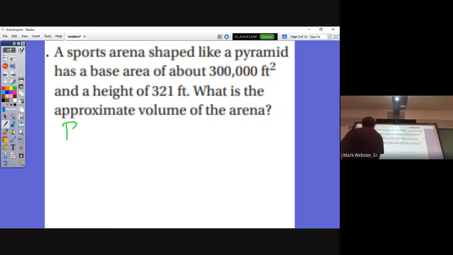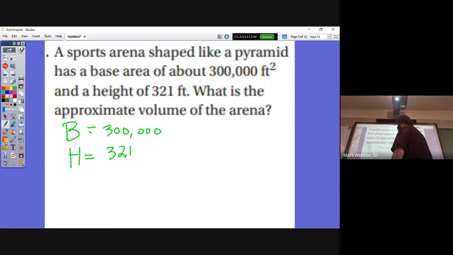So again, you're just finding the area of the base and finding the height. Hey, they give you the area of the base, and they give you the height. I know, this is like the easiest problem we've ever done. It's just, put the numbers down on the paper, and then do that times that divided by 3.